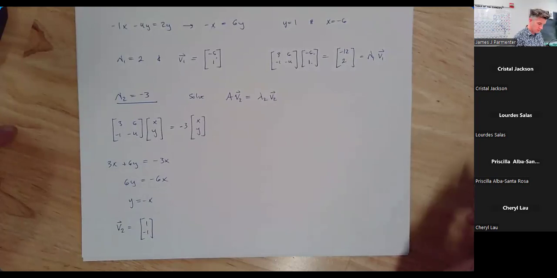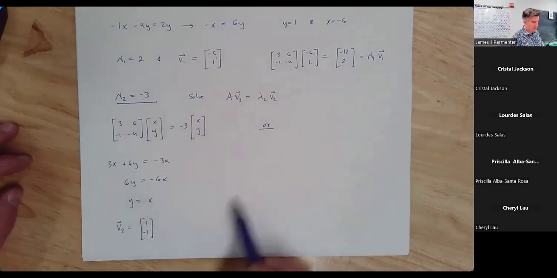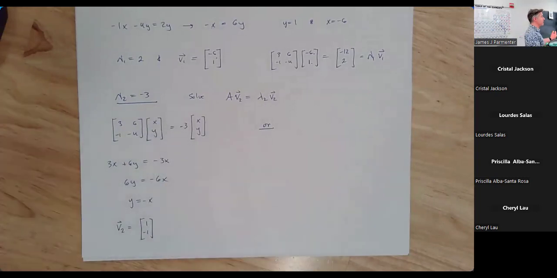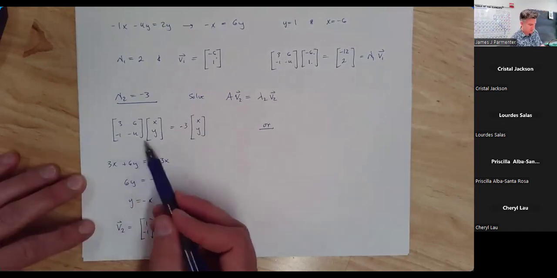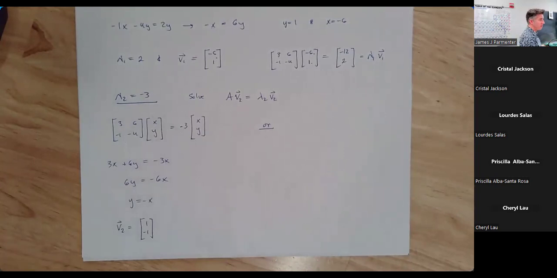Or we could do it a different way. I want to point out, I like doing it this way because I think it evokes the meaning of eigenvectors and eigenvalues. You're supposed to get the matrix times the vector equals the eigenvalue times the vector. That's where we started when we were doing this whole thing.